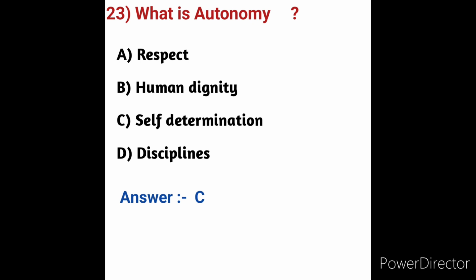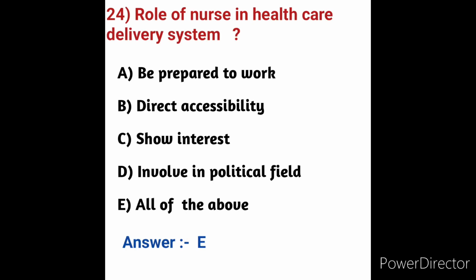Next, move on to question number 24. The role of nurse in healthcare delivery system. We will see the options here. Option A, be prepared to work. Option B, direct accessibility. Option C, show interest. And option D, involve in political field. Option E, all of the above. Here, the role of the nurse in the healthcare delivery system is option E. All of the above is the correct answer.